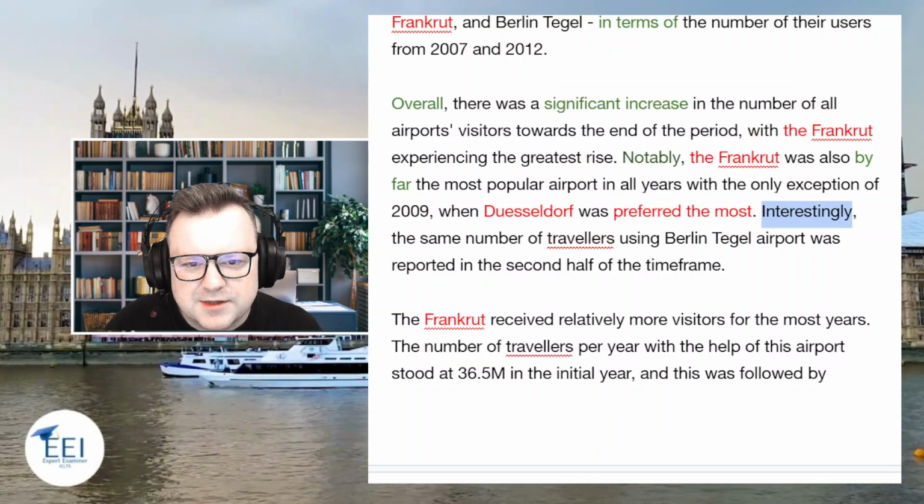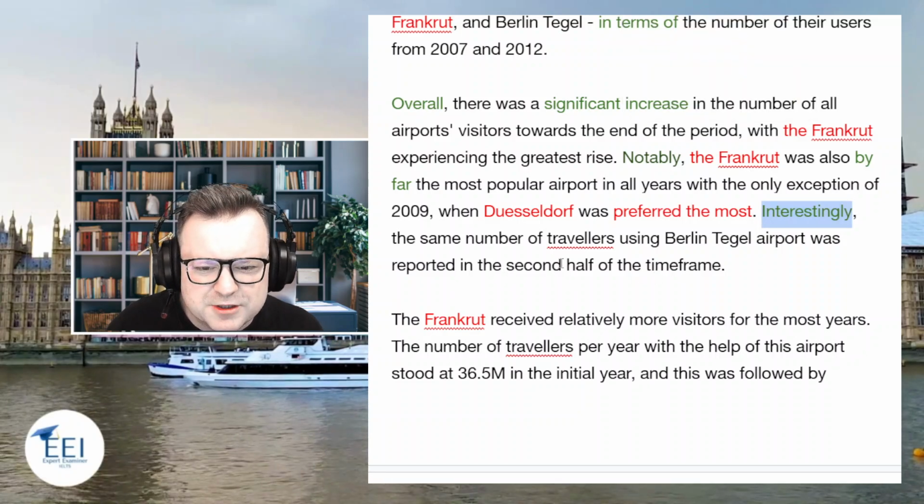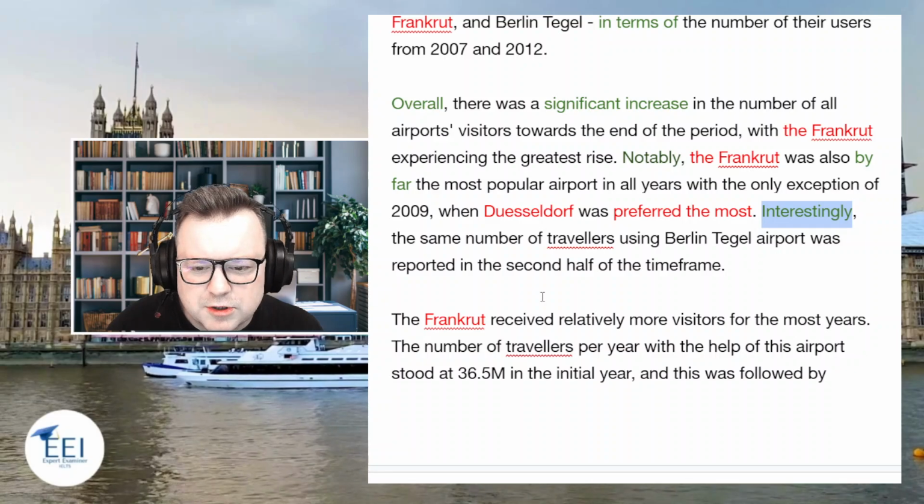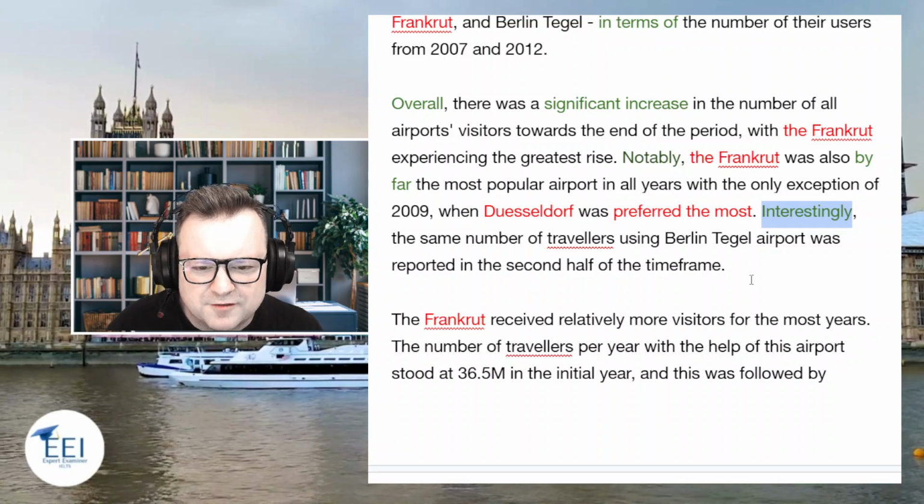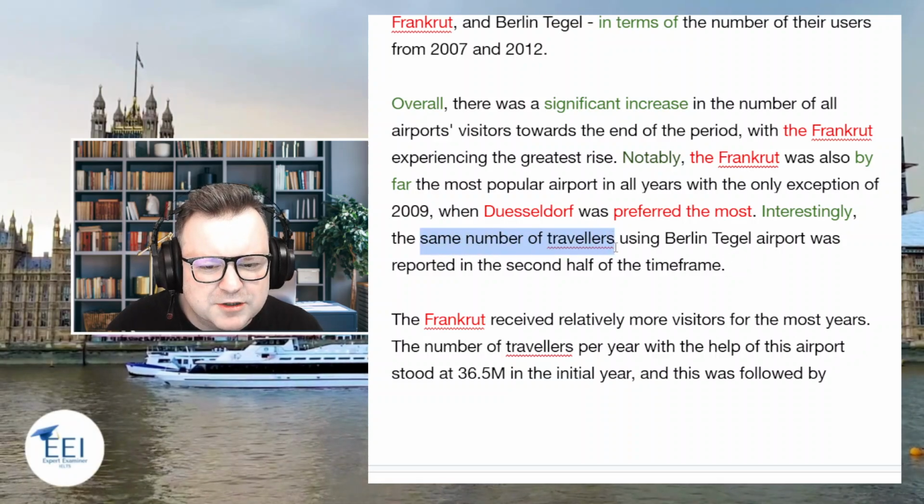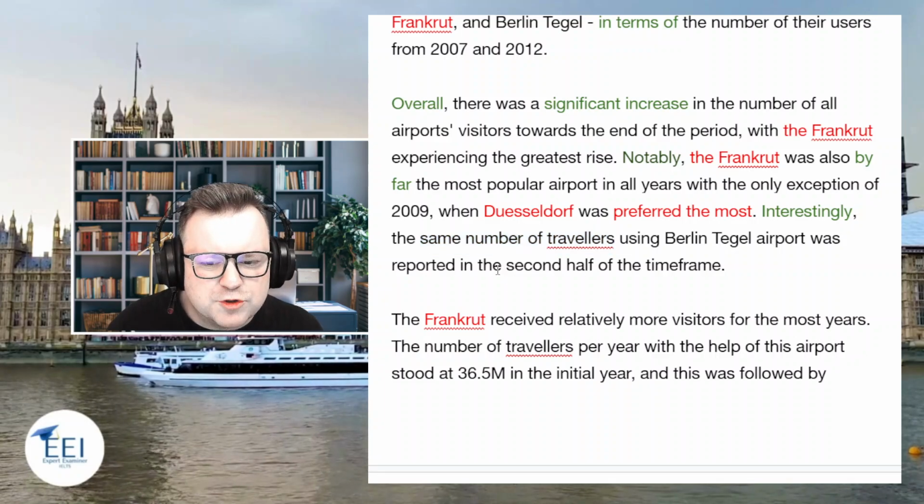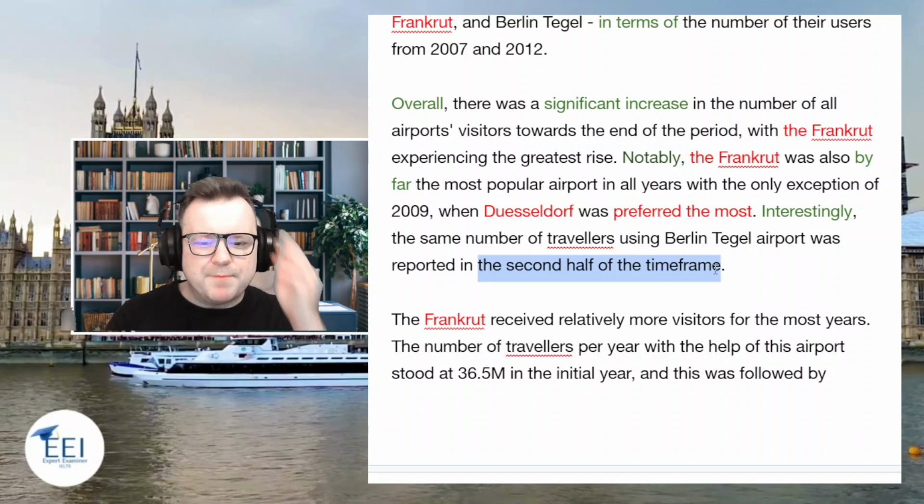Interestingly, nice use of the adverb, but do we get something interesting here? "Interestingly, the same number of travellers using Berlin Tegel Airport was reported in the second half of the time frame." Same as what? There's nothing to compare it to.